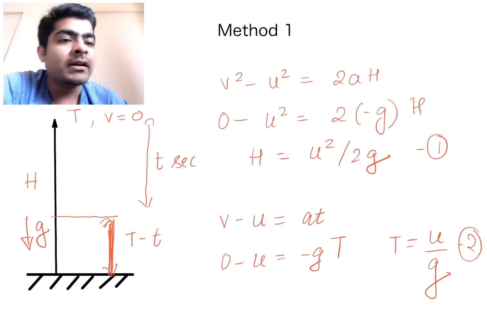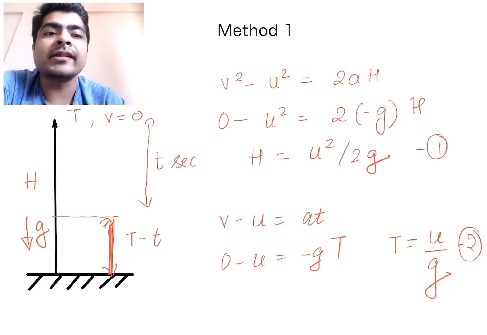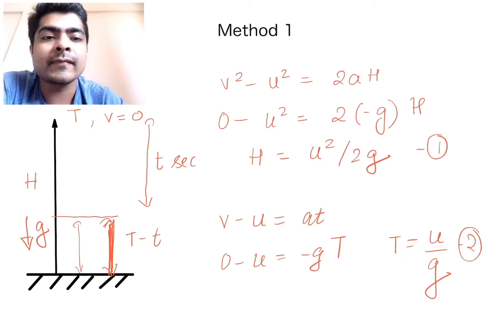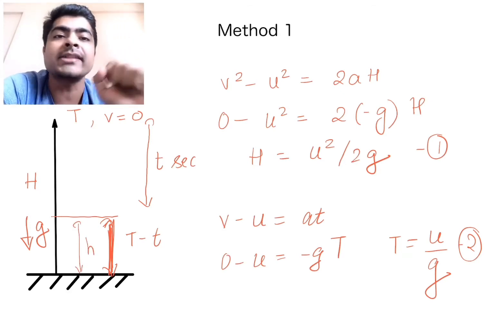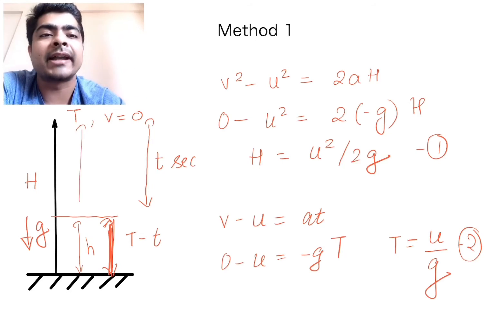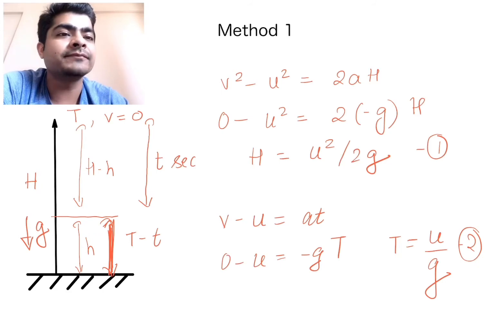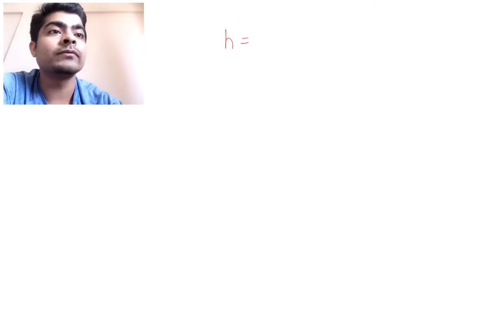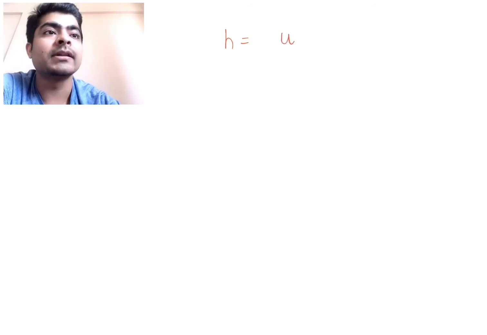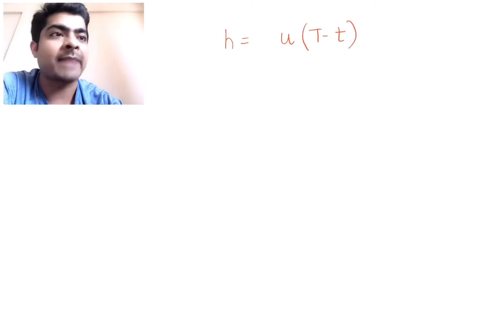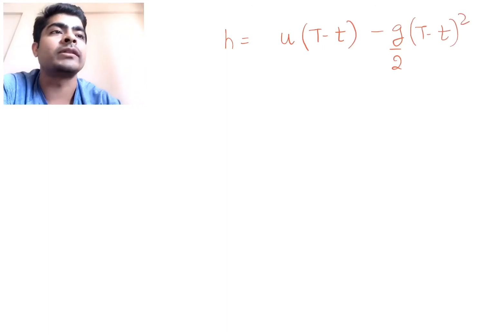Then I have to first find this height, small h. If I know the value of this height, small h, then I can easily find the remaining height. It will be H minus small h. So let's find small h. That's very easy. Small h will be equal to u times (T minus t) plus a by 2 times the square. So a will be minus g, giving minus g by 2 times (T minus small t) whole square.